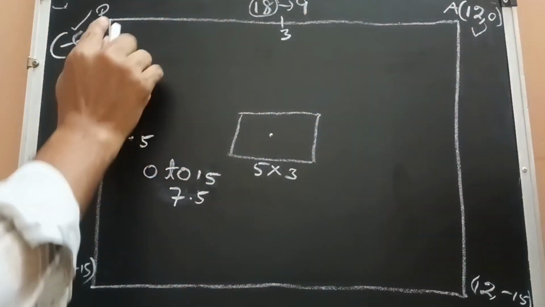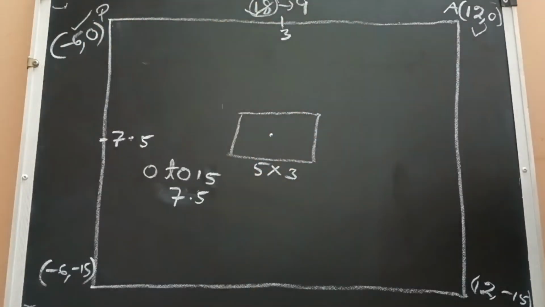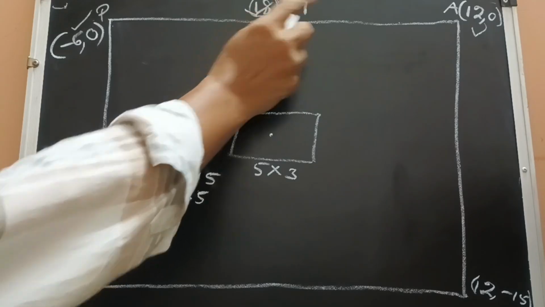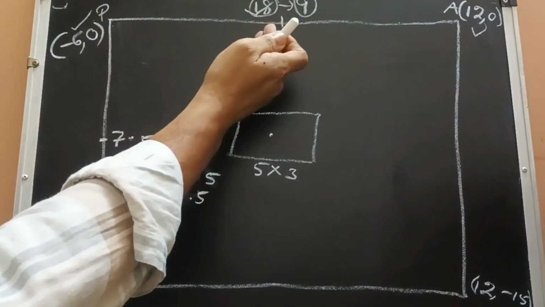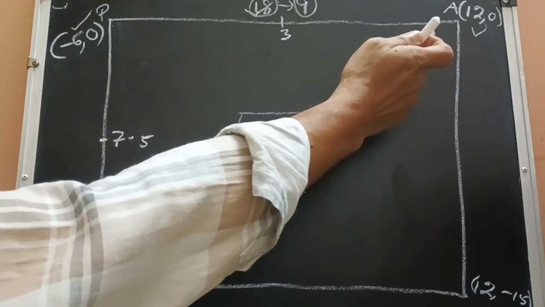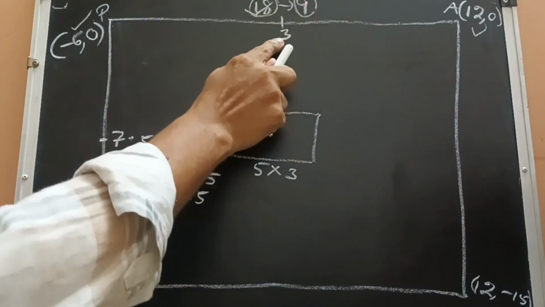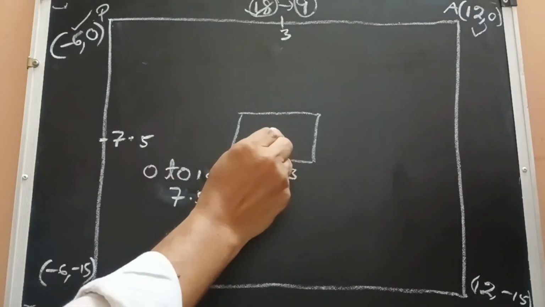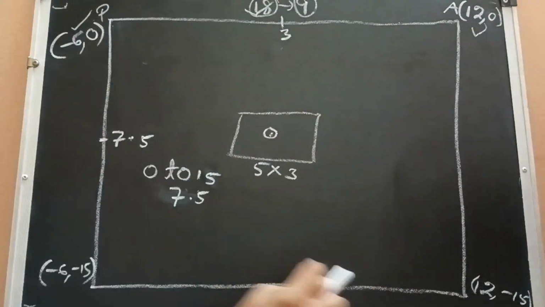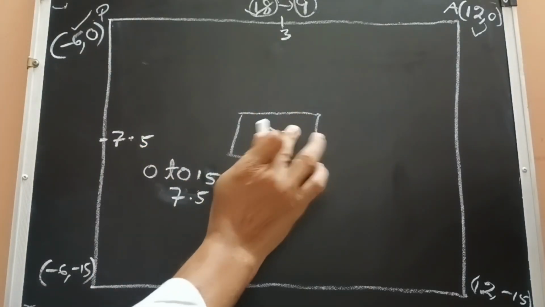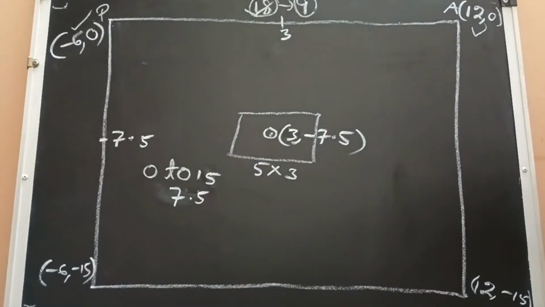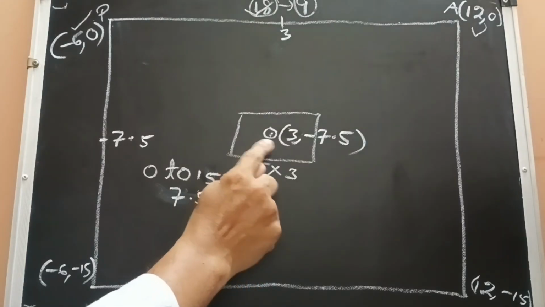Once again, listen. The distance from P to A is 18 units, and the mid value of 18 will be 9 units. So counting from here is very difficult. So come from 12. From 12, if you decrease 9, you will get 3. So therefore this mid value will be 3. Therefore the coordinates of the center of the dining hall are 3 comma minus 7.5. Like this we will get the coordinates of the rectangular table, since this is the center of this dining hall.